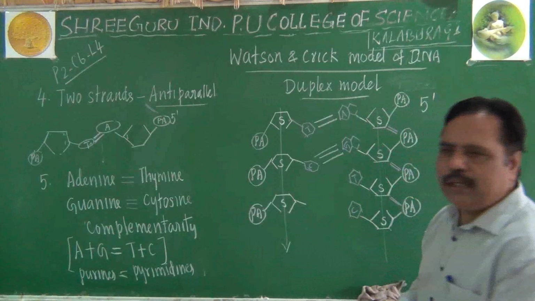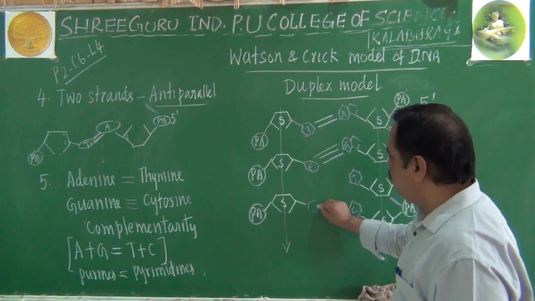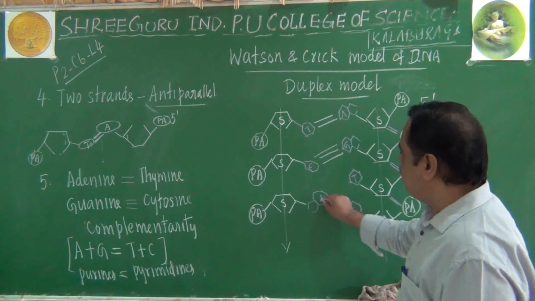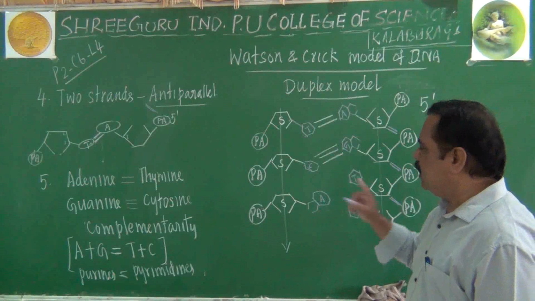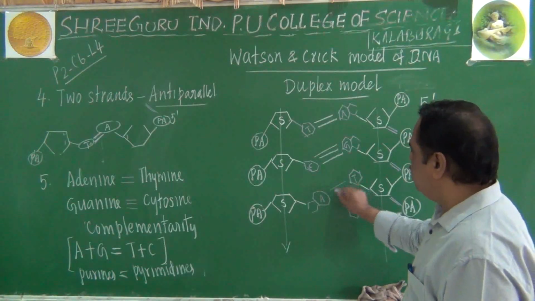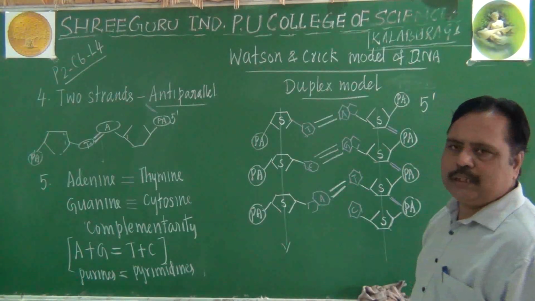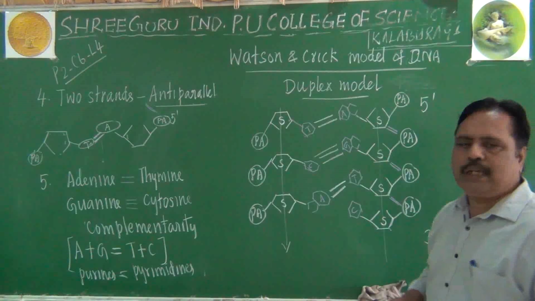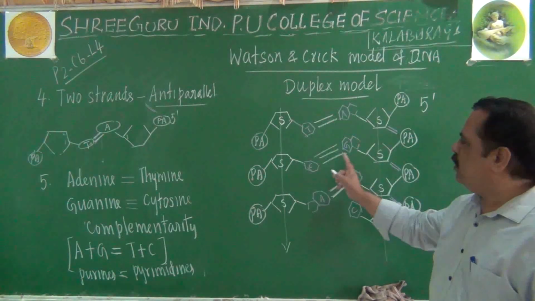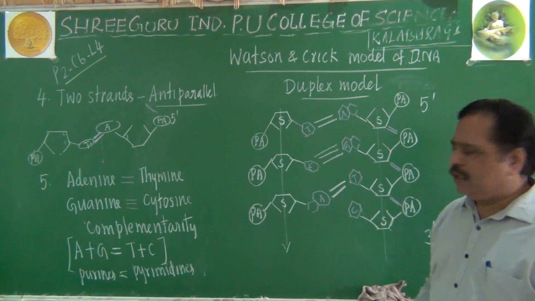Here, opposite to thymine, what will be present? Adenine will be present here. This adenine is a 9-carbon purine base. Between adenine and thymine, what will be there? 2 hydrogen bonds will be present. Do you get the base pairing here? These are 2 hydrogen bonds between adenine and thymine. Between guanine and cytosine, 3 bonds, again adenine and thymine 2.